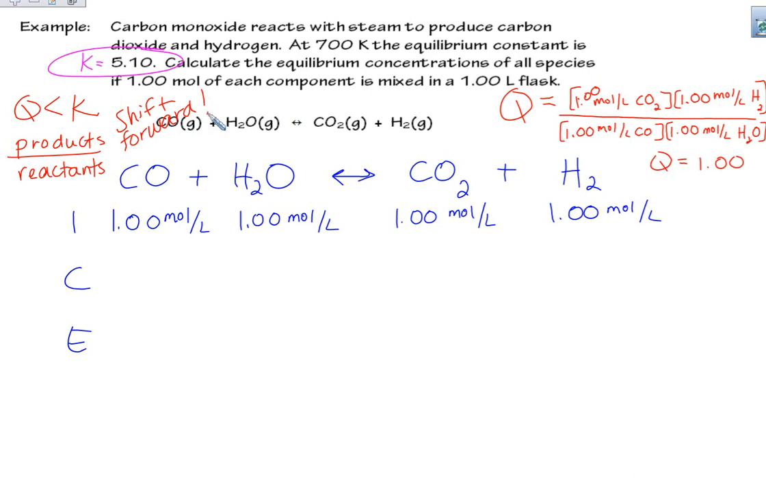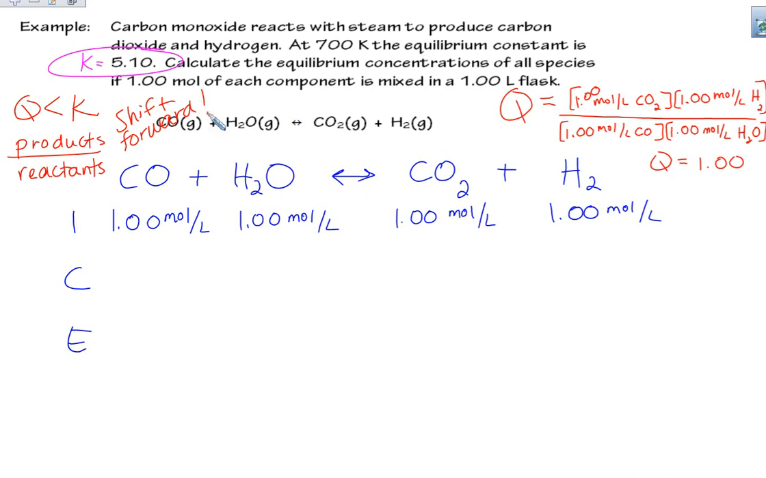Okay, so if you don't have a zero, you have to calculate Q using the initial conditions, and compare Q and K. If Q is too small, how do we make Q bigger? More products, less reactants. We're going to shift forward. But now here's the other bummer. We don't know any of the equilibrium amounts. It's all we're given, just the initials. So I know I need to shift forward, but I don't know by how much.